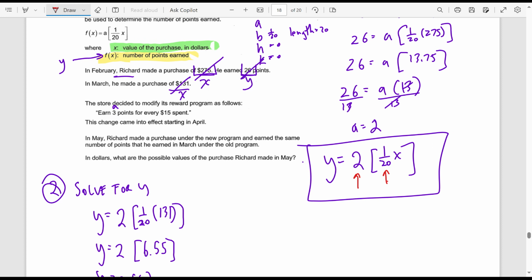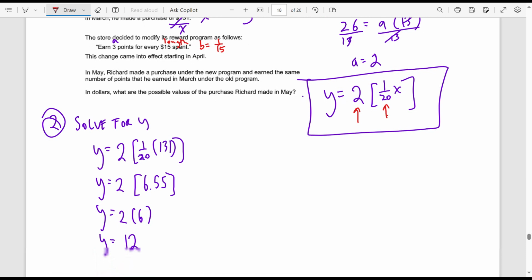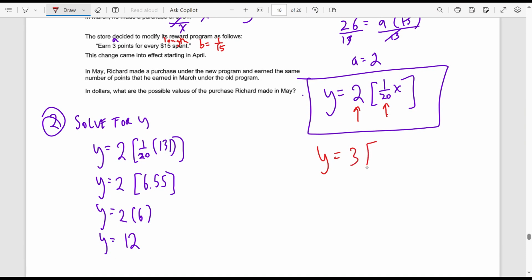So in terms of that logic and reasoning, knowing that the previous one was 2 and 20, and now they're suggesting 3 for 15, this 15 is the length, meaning our B would be 1 over 15 in that case. Now, that change came into effect starting in April. Now, in May, we have an additional rule. Let's just write it out here underneath. We're going to start at the same H and K because that's not going to change. So for every $15, it goes up by 3.